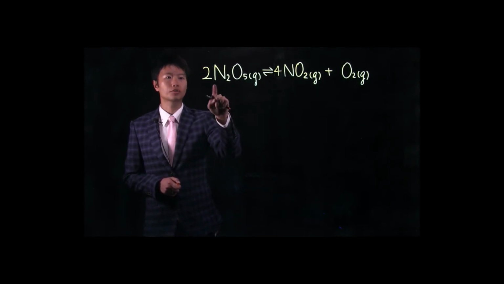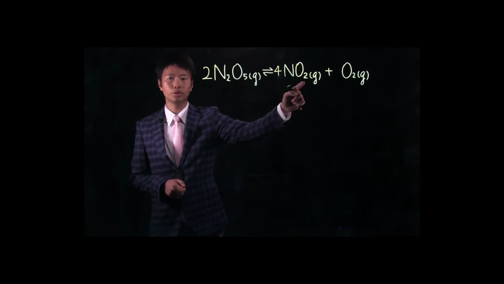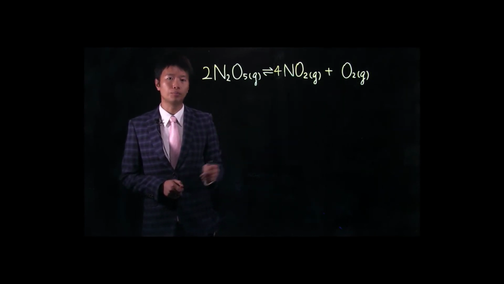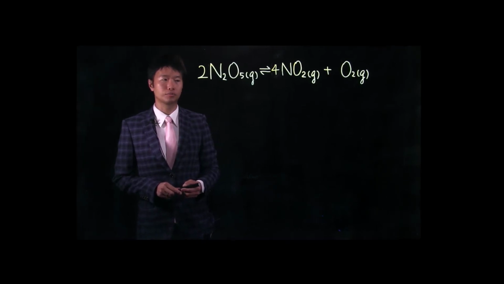Okay, so now we have oxygen left. We have 2 times 5, 10 oxygen on the left hand side, and we have 4 times 2, which is 8, plus another 2 oxygen. So once again, now on both sides of the reaction, we have 10 oxygen atoms. So now this chemical reaction is balanced. We're ready to write down the reaction quotient for this reaction.